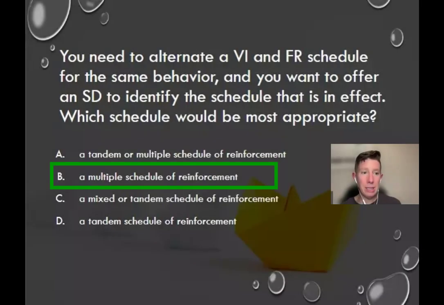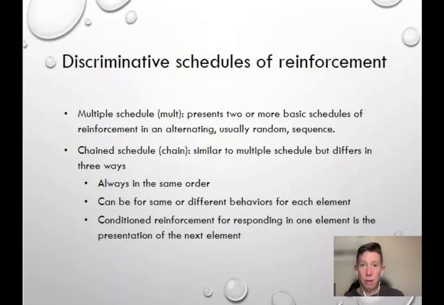So B is the correct answer here, a multiple schedule of reinforcement. You need to alternate a VI and an FR schedule. So immediately we can say what this question is asking us is there's two different schedules that we need to alternate, and we want to give an SD. And I know this D is not as pretty as it should be. It should have been a tiny d, but here we are. We need an SD to identify the schedule that's in effect. So which schedule is going to be most appropriate?